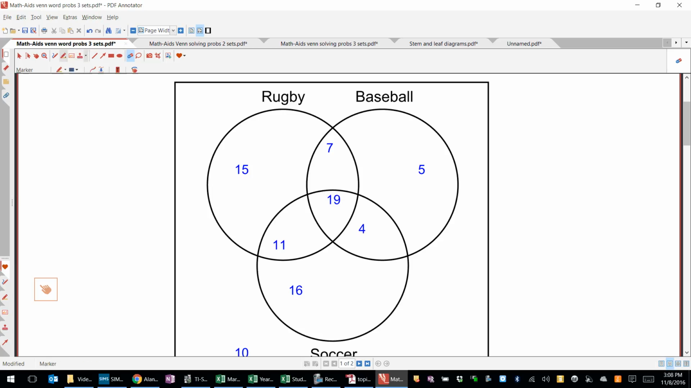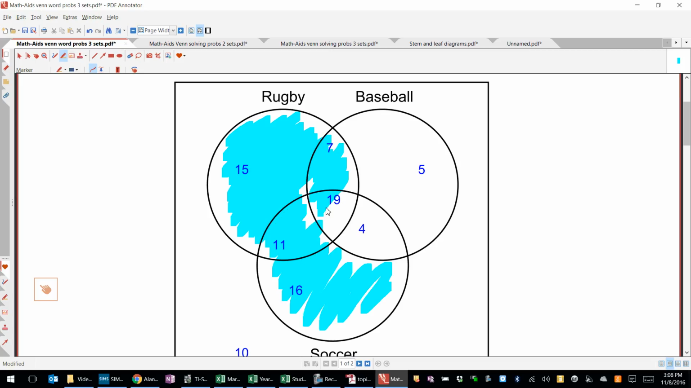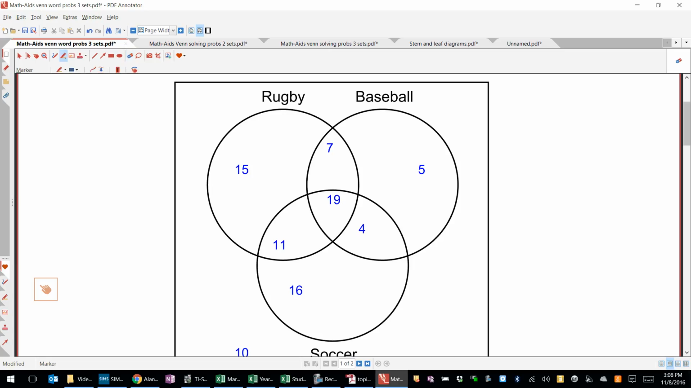Okay, next one then. How many students like rugby or soccer, but not baseball? Now, here's the baseball thing. So rugby or soccer, again, was all these regions. So that's 15 now. But not baseball means these ones we don't count, so we get rid of them. So it's only 15, 11, and 16. And that gives you 42. So I was correct. Yeah? Everyone okay? Any questions? You alright with that? Got the right answer? 42. Okay.